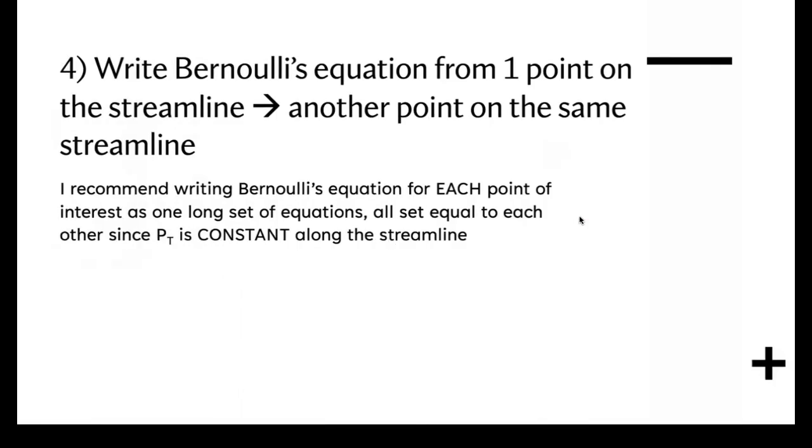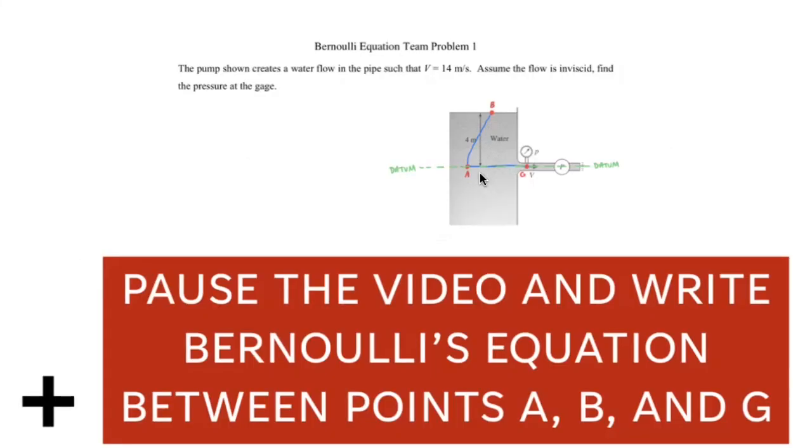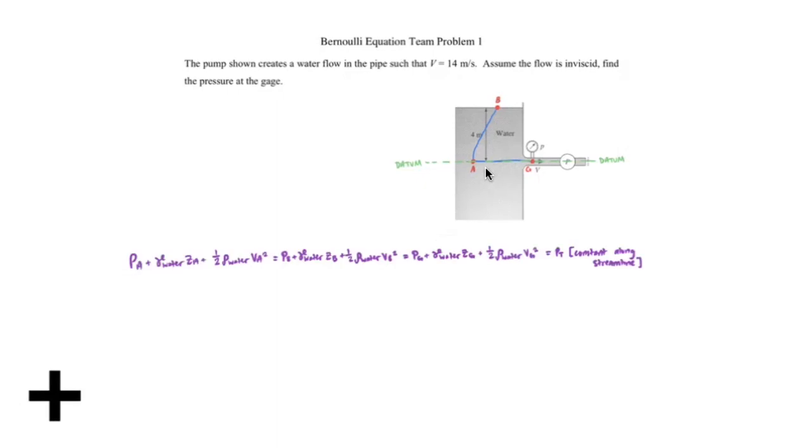Next, we want to write Bernoulli's equation from one point on the streamline to another point on the same streamline. I recommend writing Bernoulli's equation for each point of interest as one long set of equations, all set equal to each other, since we know that the total pressure is constant along the streamline. For this example problem, let's work on writing our equation. Pause this video and write Bernoulli's equation between points A, B, and G. I have my equation written right here in purple, connecting Bernoulli's equation at A, at B, and at G, all set equal to some constant total pressure.